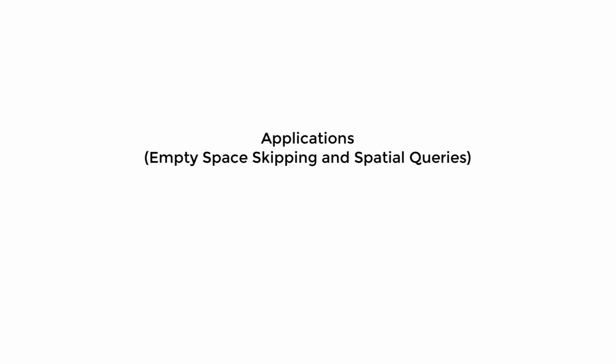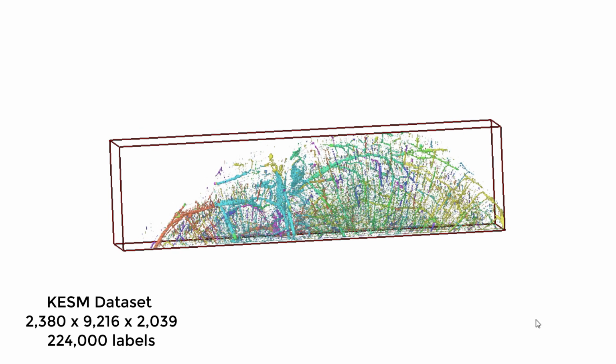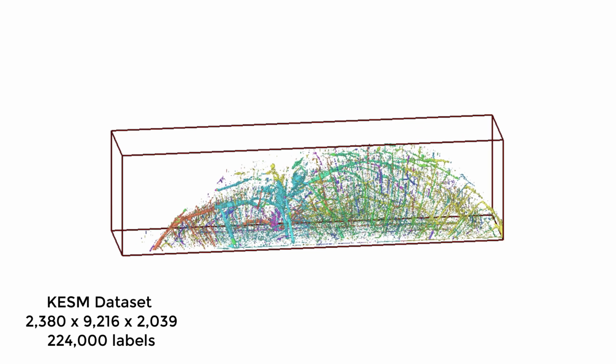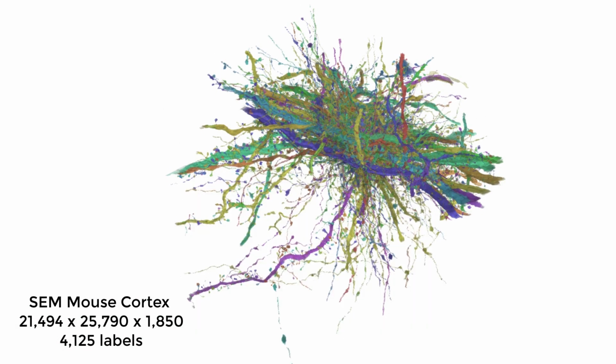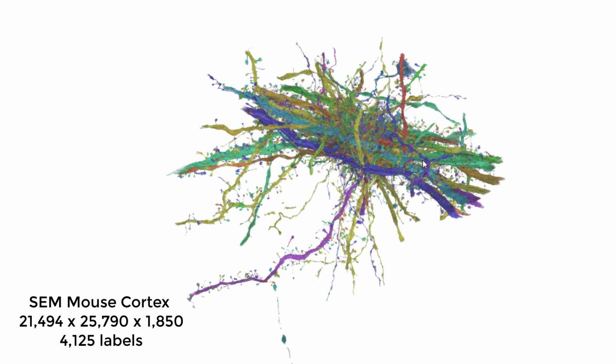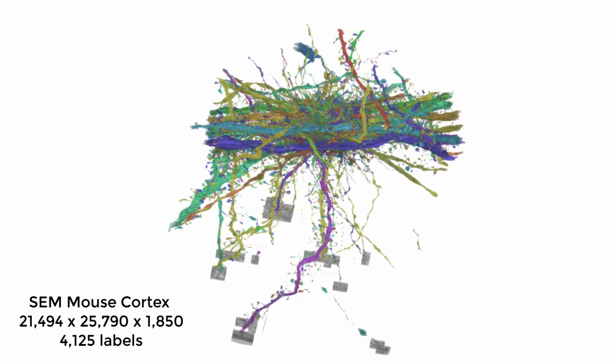Here we show some examples of our culling method. First, we visualize the KESM mouse brain dataset, which contains more than 224,000 labels. The renderer uses empty space skipping, based on our culling method, to skip those areas in the volume that don't contain any enabled labels. We use a debugging view to show the actual volume blocks that are being raycast after empty space skipping. The next example is a SEM mouse cortex dataset with 1 terabyte of raw image data and more than 4,000 labels. We again show the remaining blocks after empty space skipping.